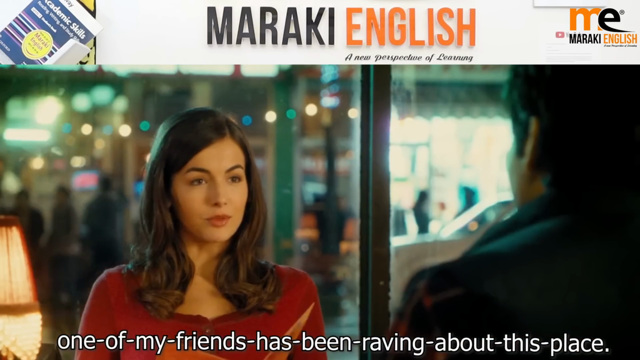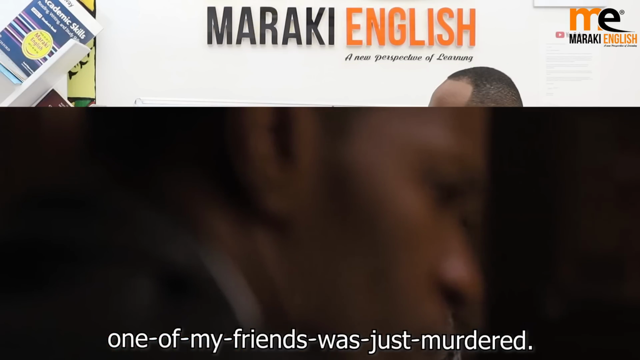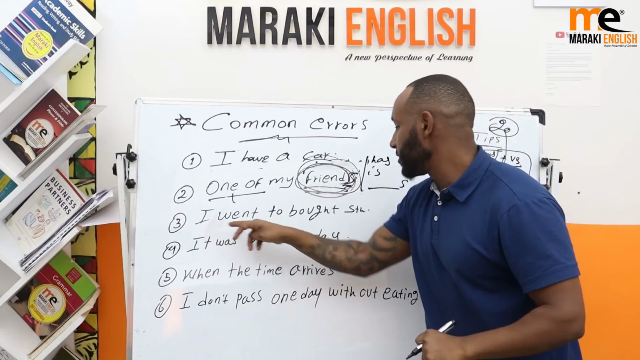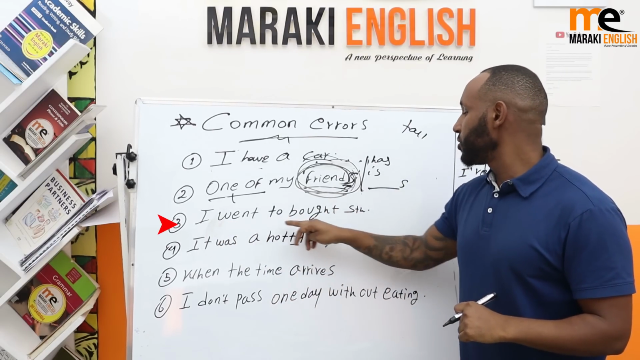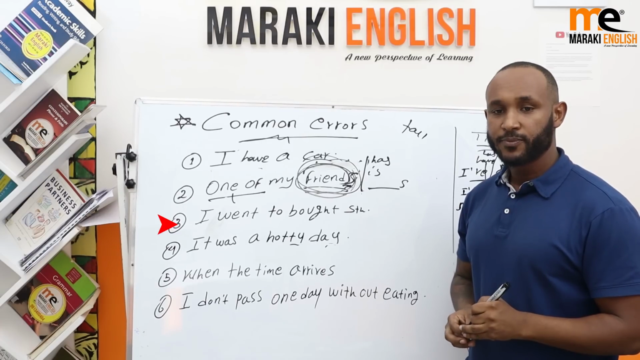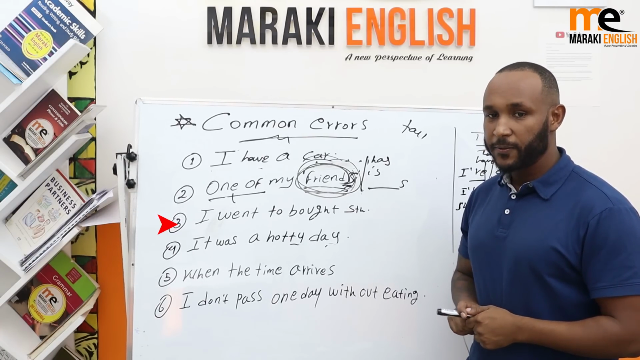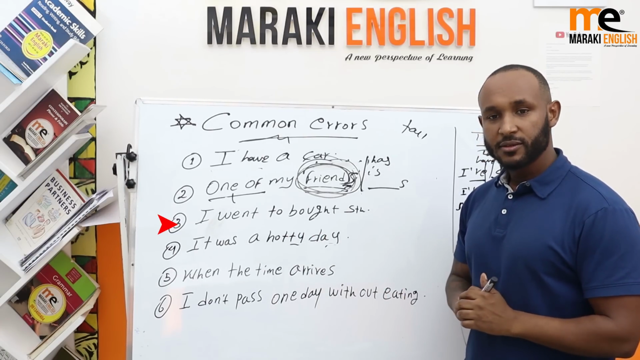One of my friends is going to come get me. One of my friends has been raving about this place. One of my friends was just murdered. Okay, "I went to bought something." I went to buy something. What's the problem here?